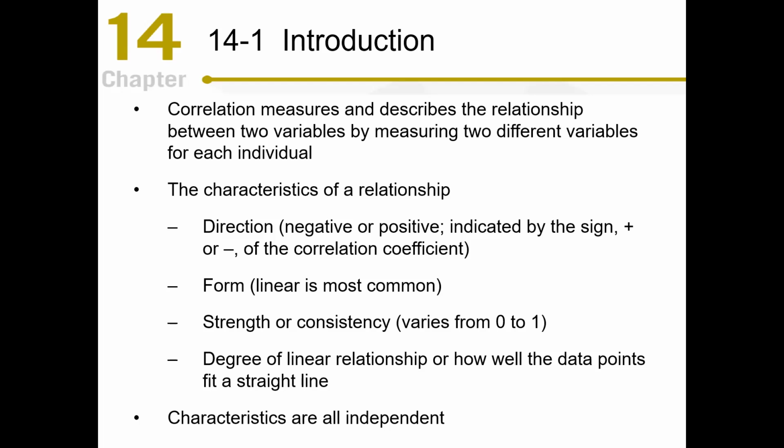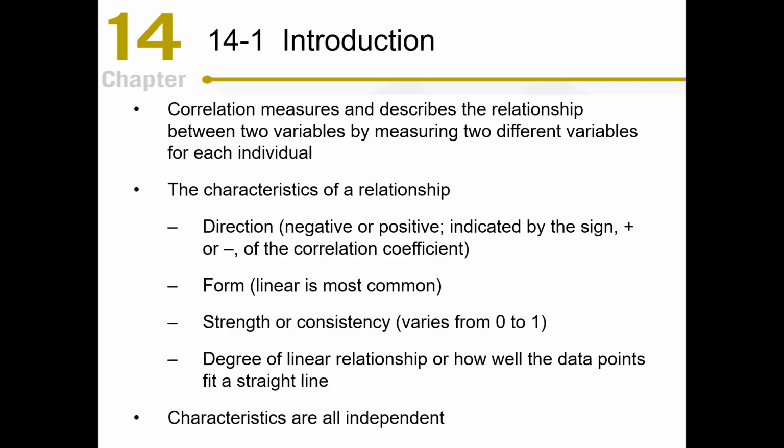And so what we want to see is a strong relationship. We want to see an increase or a decrease in one variable or the other, right? And so the strength or the consistency, that coefficient that we'll talk about, ranges from a value of 0 to a value of 1, where 1 is very, very consistent, very, very strong, and 0 is no correlation, no strength, no consistency whatsoever.